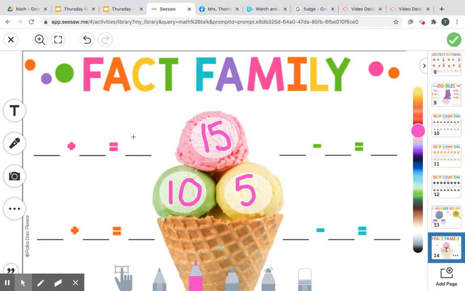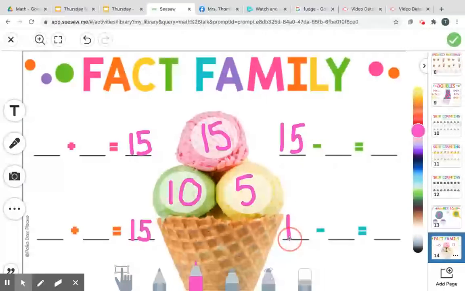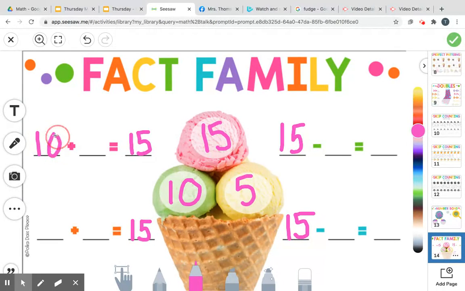When you add, you put the whole for your answer, the big number for your answer. When you subtract, you start with your whole or your big number. So when you subtract, you start with the whole, the big number. All right, now come back to our fact family adding. When you add on your fact family, you take your two parts or your two small numbers. You add them together, so 10 plus 5 makes 15.